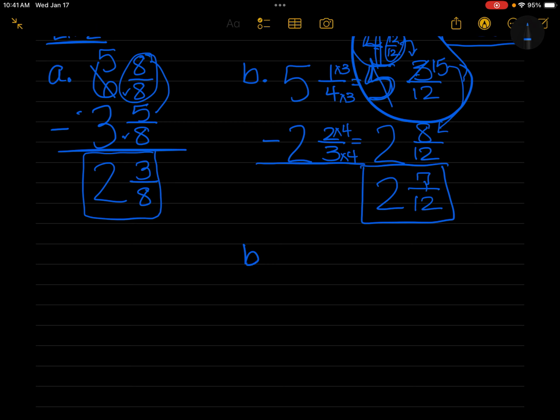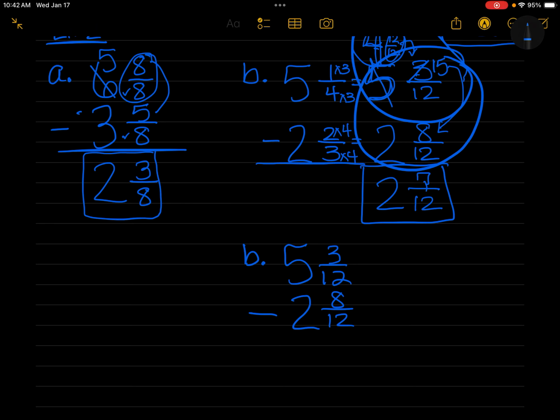Okay, so part B, and I'm going to start from right here. So I had 5 and 3/12 minus 2 and 8/12. And now here's the easy way to do borrowing with fractions. First of all, I do have common denominators, so don't forget that step. But I'm going to borrow from the 5. And when I borrow from that 5 and make it 4, over here, all I have to do to change this top number is go 12 plus 3 equals 15.